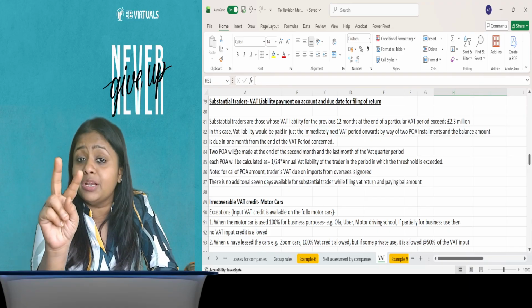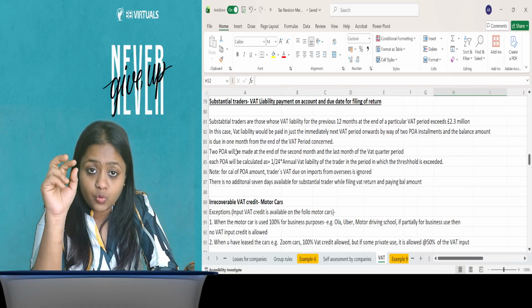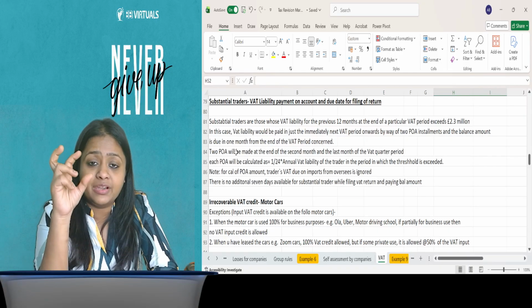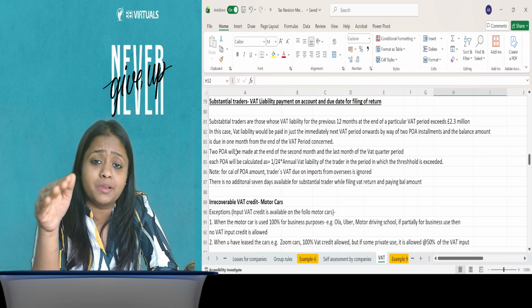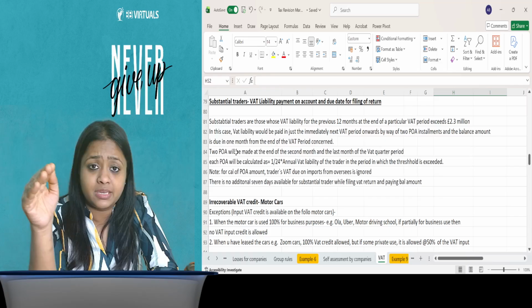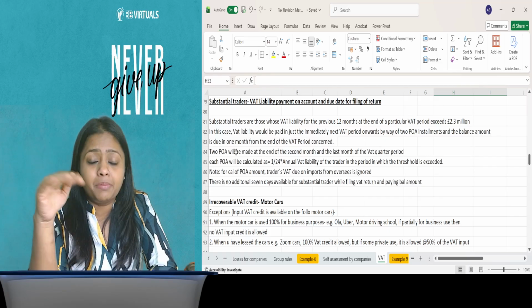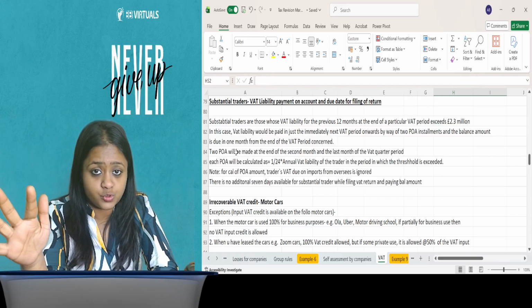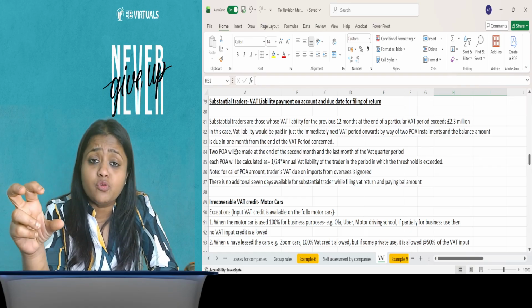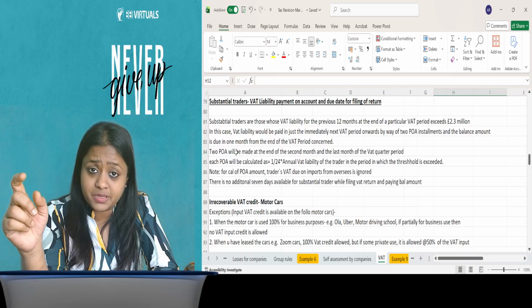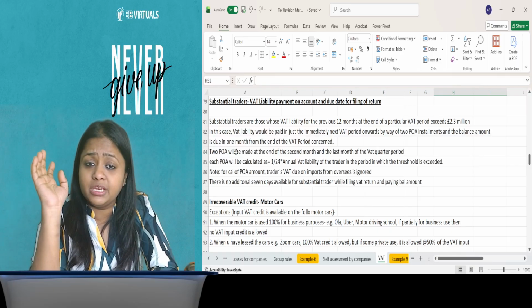Number two, they need to make 2 POAs also, 2 POAs in the quarter only. See, VAT is always paid quarterly. So we have typical VAT periods ending in January, then April and so on. But of course, you will see as per the question also. Now, in a quarter, in the second and third month, the substantial trader needs to make POA.